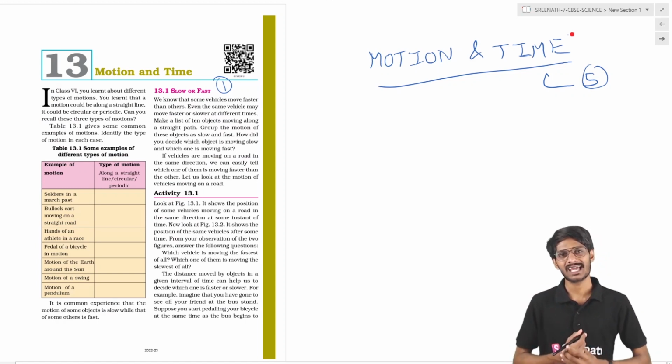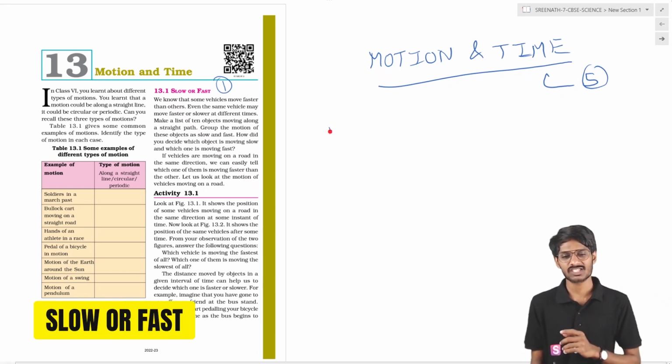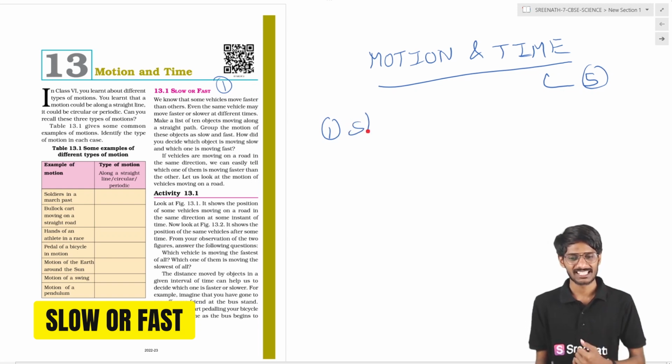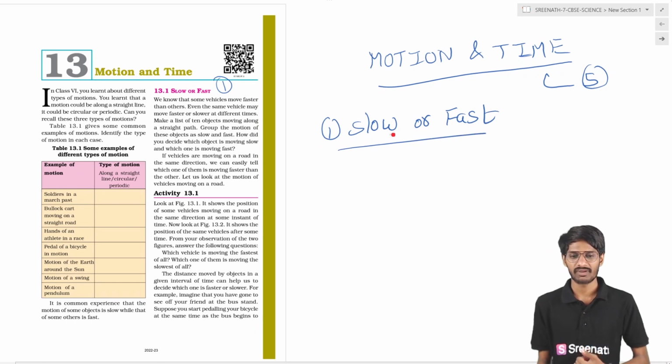So we have completed our overview. Now we are going to start each topic in detail. Now we will start our first topic, students. What is the first topic? That is slow or fast. These are familiar words, students.